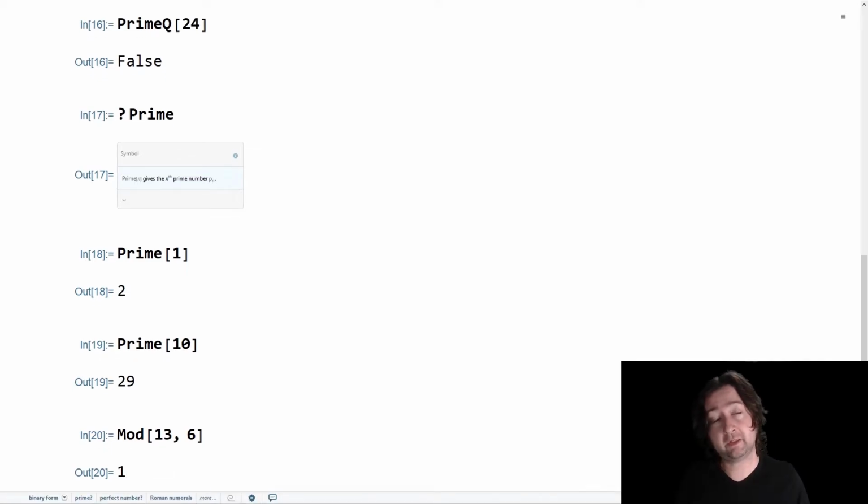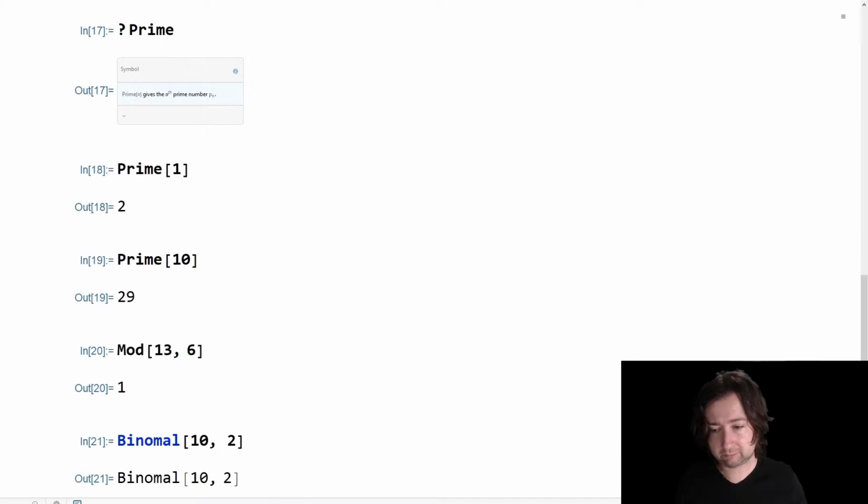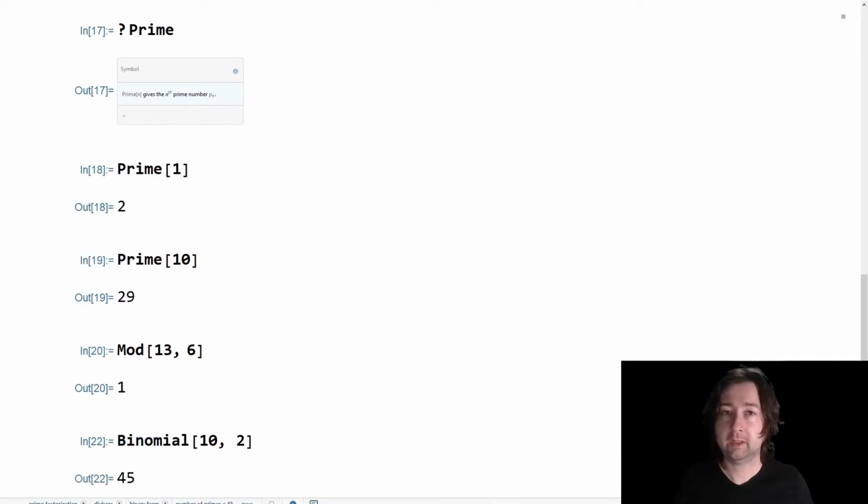Because the beginning of this class is going to be focused on number theoretic questions, or the manipulation of numbers, things like modular arithmetic and prime numbers and the combinations, the binomial coefficients are going to be used heavily. And so we're also going to be using the command that's called Binomial. So Binomial is the choose command. You can think of this as 10 choose 2. If I wanted to compute 10 choose 2, Binomial[10, 2] is that.